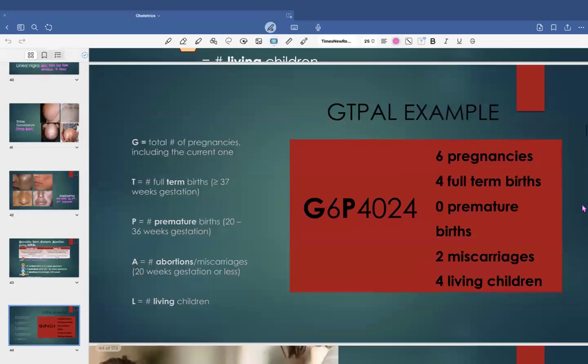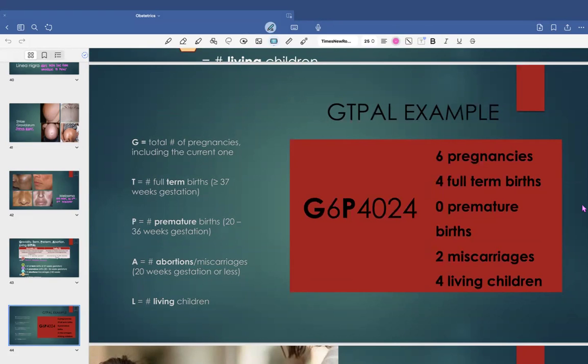So a G6P4024 would be 6 pregnancies total. The TPAL: the T, full term births, that patient had 4 full term births. 0 premature births, which is 20 to 36 weeks. She had 2 miscarriages, which were under 20 weeks gestation when she lost them. And a total of 4 living children. G6P4024.